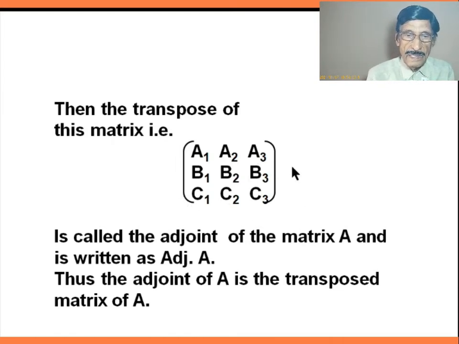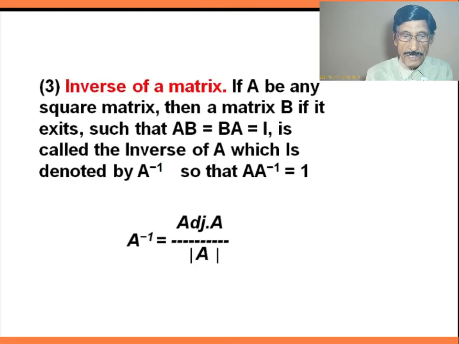Inverse of a matrix. If A be any square matrix, then a matrix B, if it exists, such that AB is equal to BA is equal to I, that is identity matrix, is called the inverse of A, which is denoted by A raised to the power minus 1, so that A into A raised to the power minus 1 is equal to I. This can be written as A inverse is equal to adjoint of A divided by determinant of A.